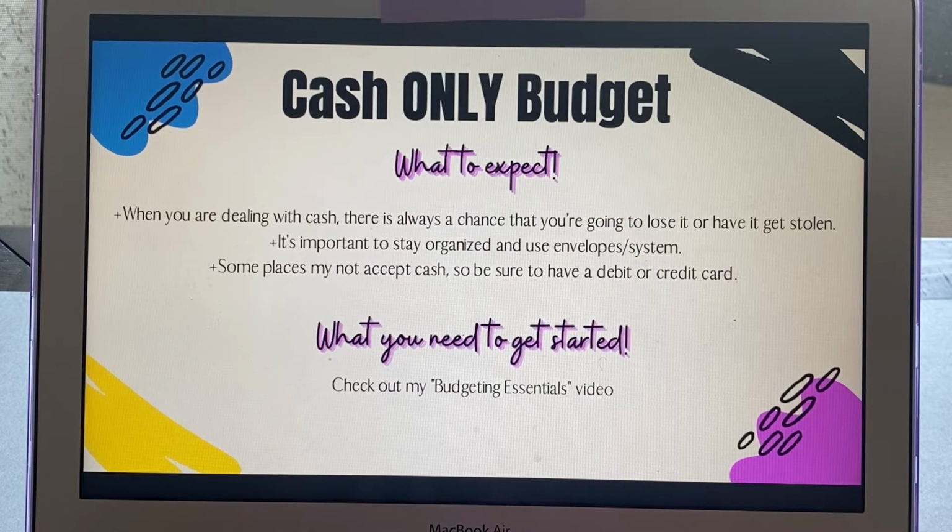And lastly, some places don't accept cash now. Since the pandemic hit, a lot of people are trying to touch stuff a lot less, so that's why people are accepting credit and debit cards a lot more than cash. So just be aware of that.